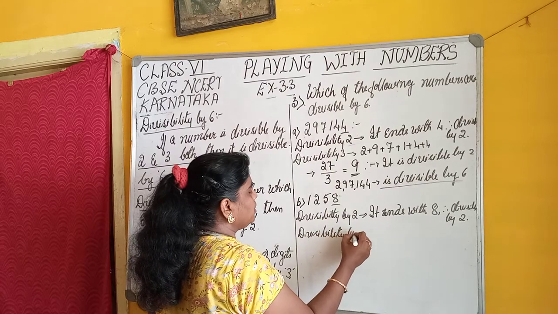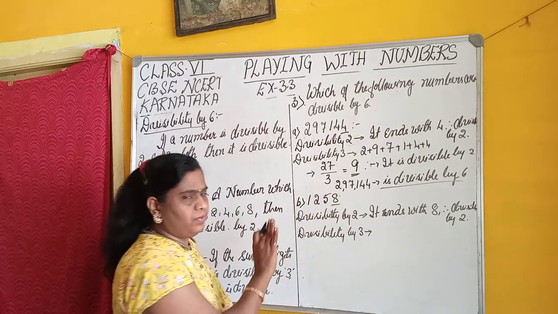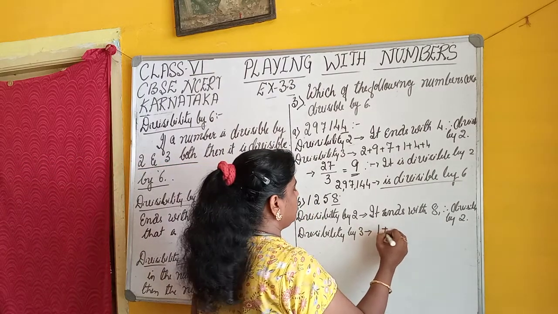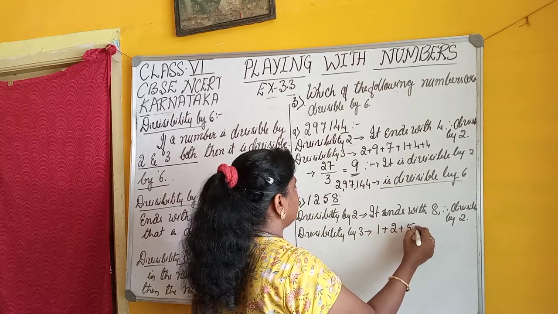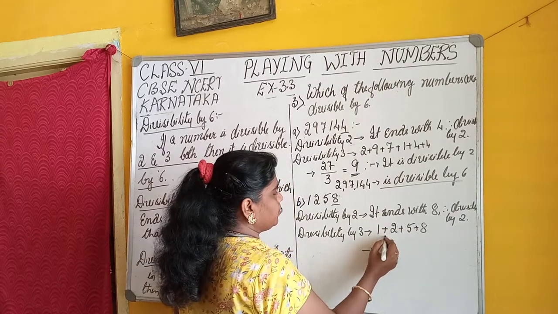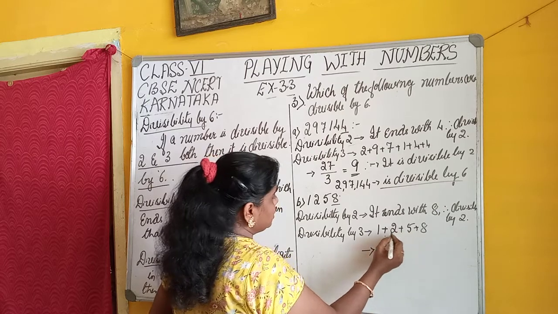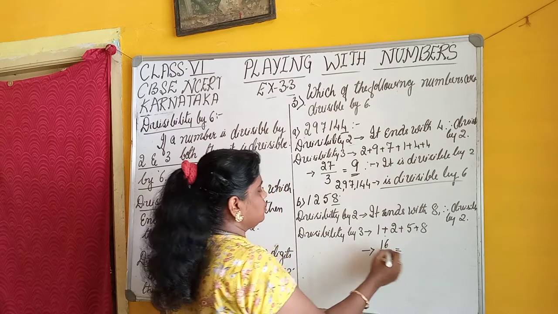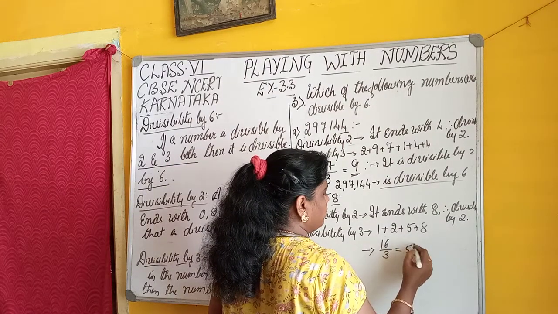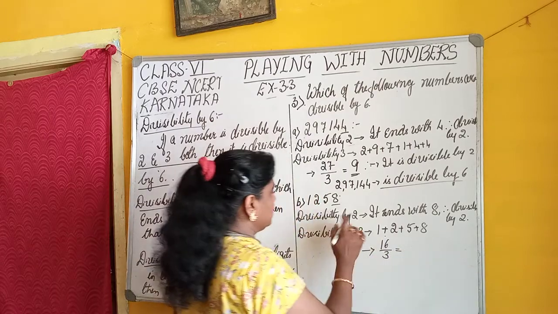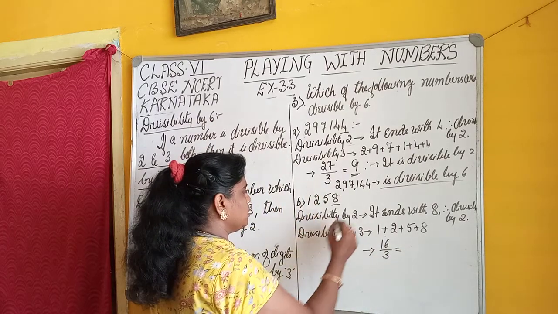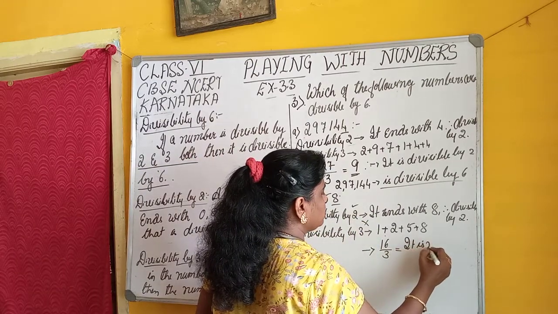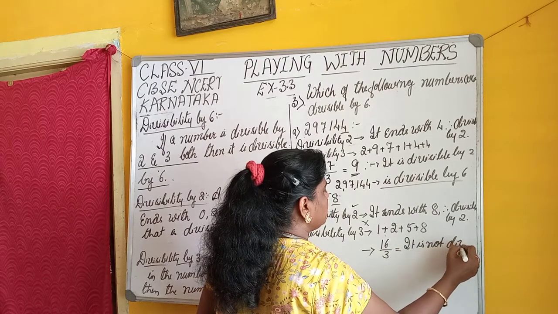Divisibility by 3. What we have to do, students? We have to add all the digits in that number. That is 1 plus 2 plus 5 plus 8. What did we get here? 1 plus 2 is 3, 3 plus 5 is 8, 8 plus 8 is 16. 16 by 3, does it divide? No. 3 5s are 15. Therefore, it is not divisible by 3. It is divisible by 2, but it is not divisible by 3.